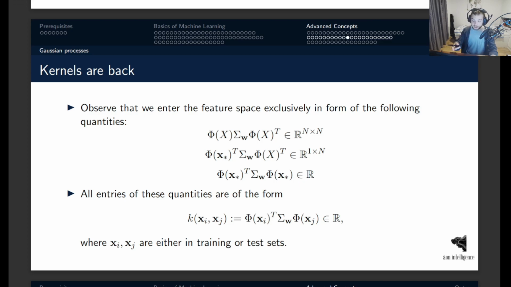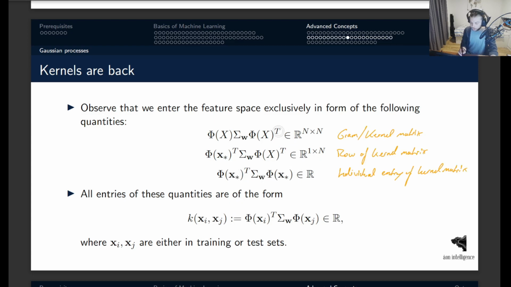So if you look at the expectation and the variance term in the univariate Gaussian density on the previous slide, you will see that we enter the feature space, which is defined by phi, exclusively in the form of these quantities. So we have this gram matrix-like object. We have some row of the kernel matrix, and we have an individual entry of the kernel matrix.